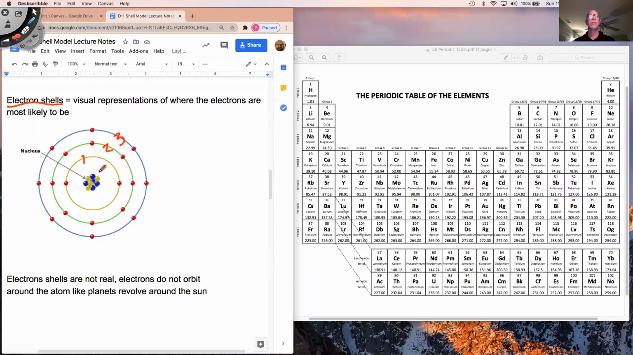But these shells are not real. These shells are kind of locations, but the shells don't move like the planets. The electrons aren't moving like planets do around the sun. They have very, very eccentric designs and shapes where the electrons can fly around. And so it's just the location where we can find electrons. So we could find 2 electrons on this first orbital, 8 here, etc.